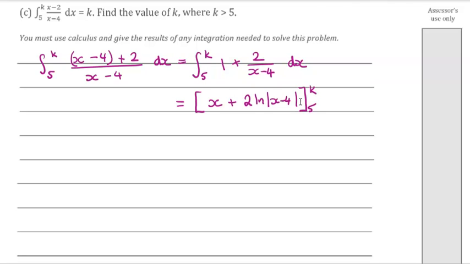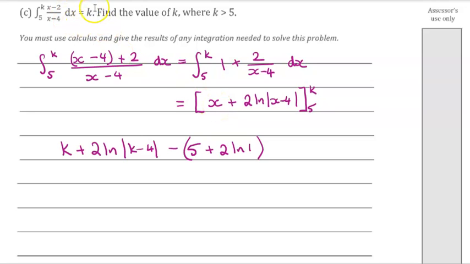Now we're putting in values here. We're doing a definite integral. We're integrating this between 5 and k. So let's work out what that would look like. So we substitute in k. So k is going in place of all the x's here. And then we take away the substitution of putting 5 in there. So 5 going in place of where all the x's are.